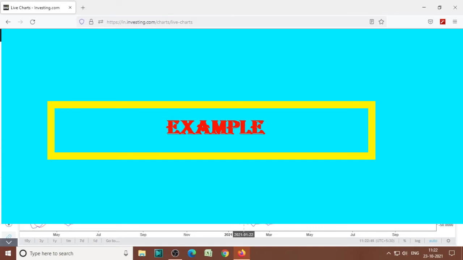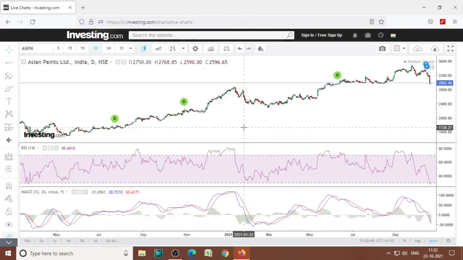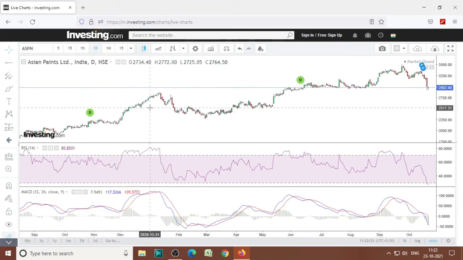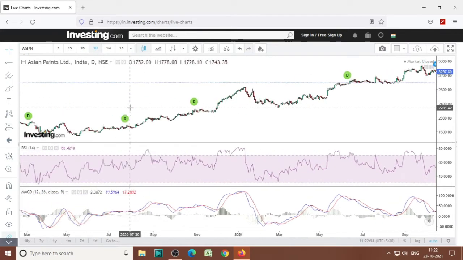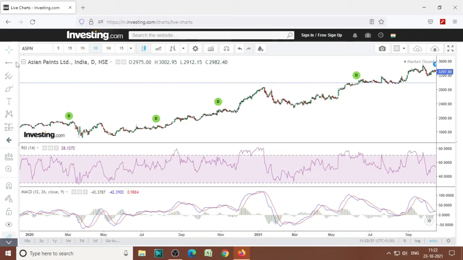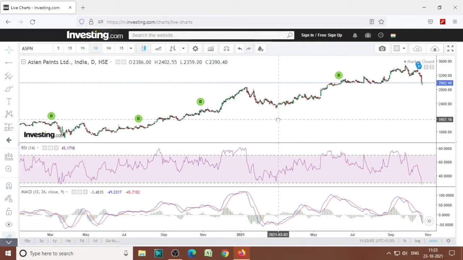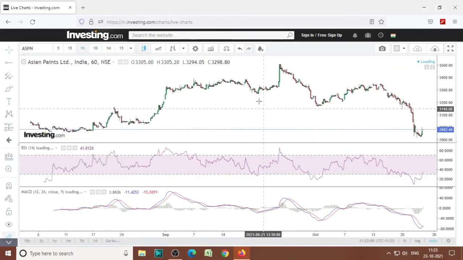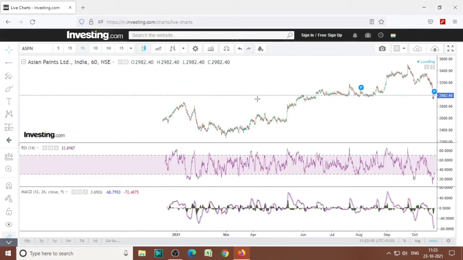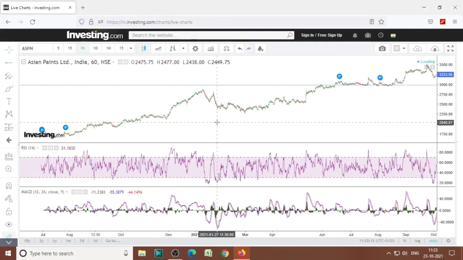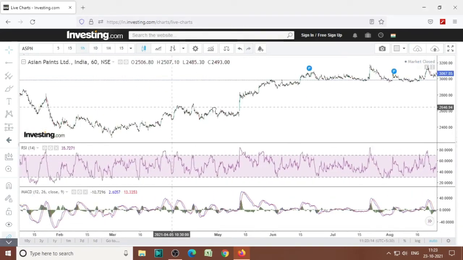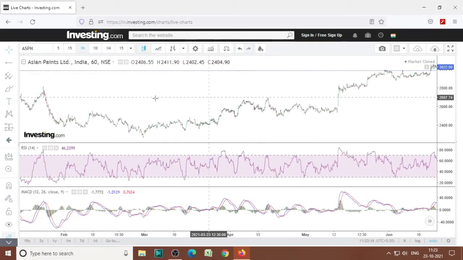This is the chart of Asian Paints, guys. This is the daily time frame chart, and we can clearly see there is an uptrend. It is making higher bottoms, so this is an uptrend. Let's move to the hourly time frame chart, and there is our setup, guys.